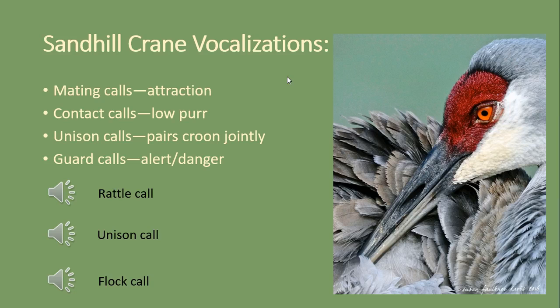But of these three, we're going to hear a general rattle call, which is what I would call just their normal vocalization, their hey everyday talk, and then a unison call between a mated pair. And then finally, there'll be a flock call where you'll hear multitudes of sandhills crooning at the same time.